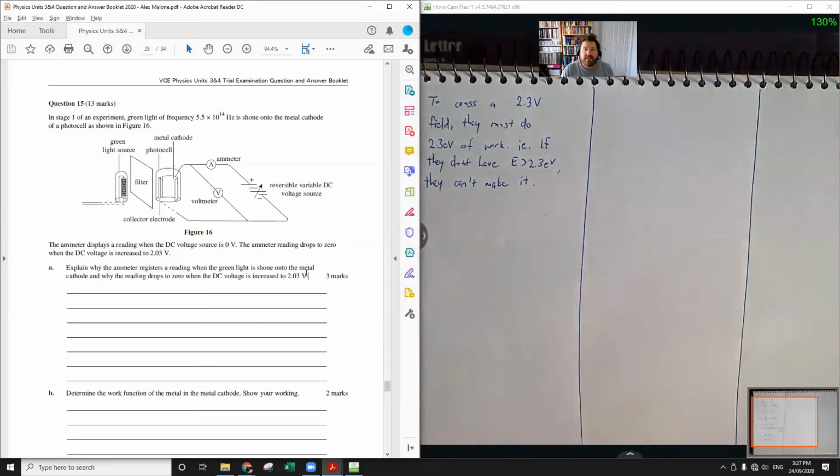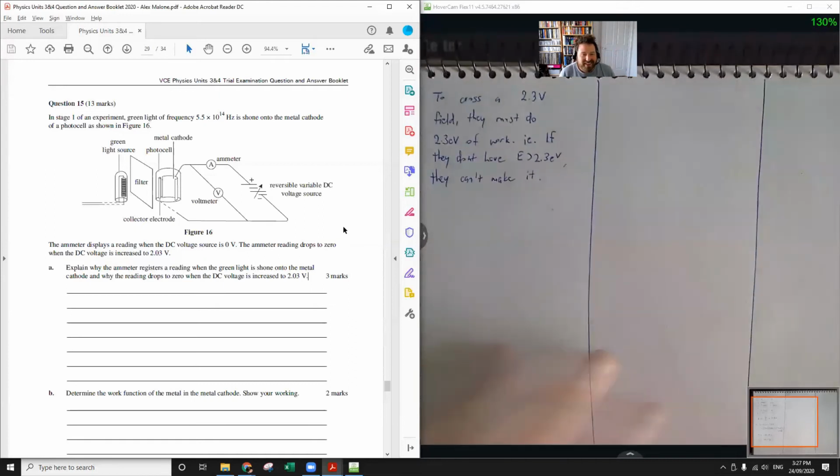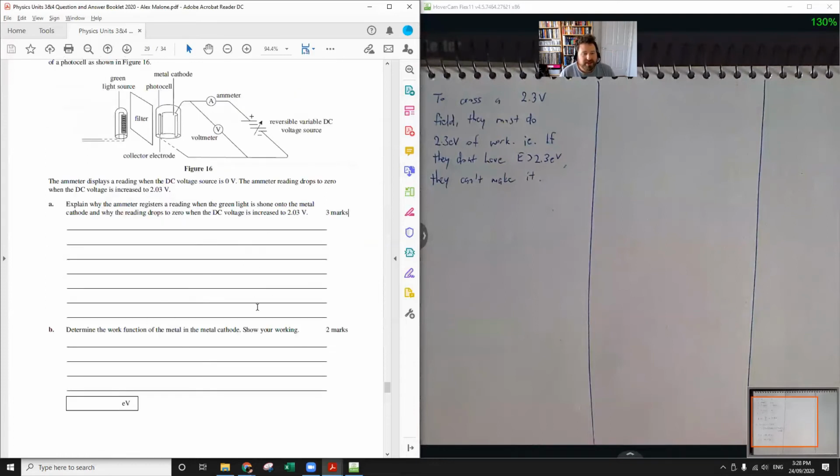Something along those lines. That looks like it was a really long answer for mine, but I'm writing in a much smaller space than you. So that would be about, maybe about, I tend to think if something's worth 3 marks, you probably want to put about 4 dot points, roughly speaking. Okay, determine the work function of the metal.